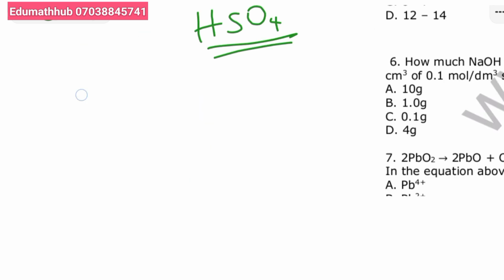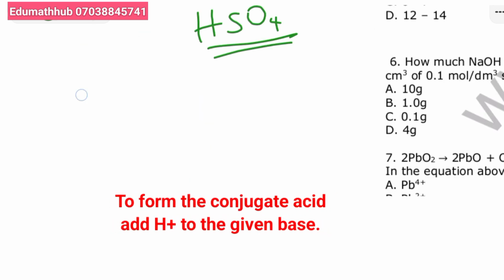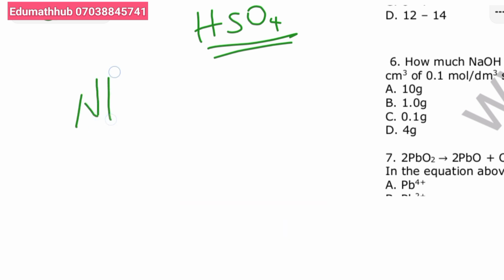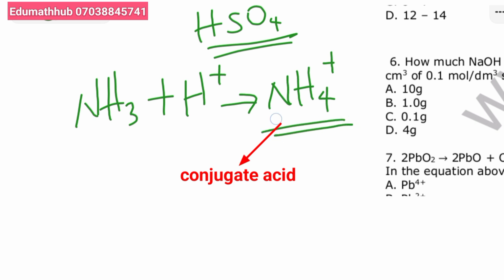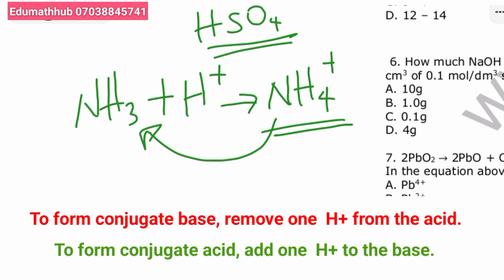Then the next one is conjugate acid. To form conjugate acid, you need to add H plus to the base. So if you have NH3, which is in basic form, you have to add H plus to it, and this one will give us NH4 plus. So NH4 plus is the conjugate acid of this base NH3. So you can see for conjugate base, you need to remove H plus, remove one proton. Then for conjugate acid, you need to add H plus. So go back to the question now.